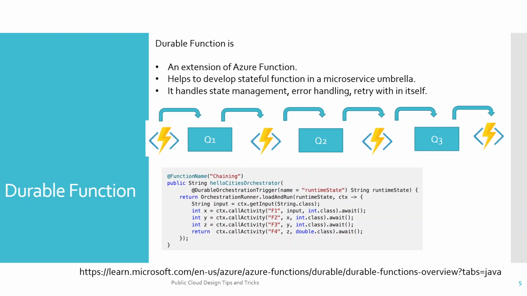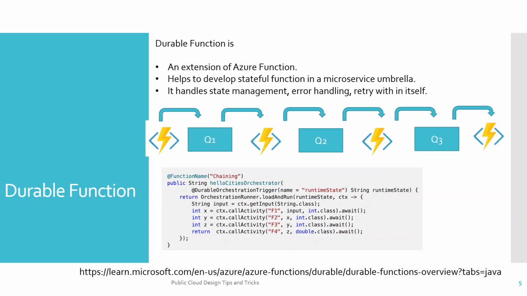So what is a durable function? Durable function is an extension of Azure Functions, and it helps to develop stateful functions in a microservice umbrella. It handles state management capability, error handling capability, and a retry mechanism within itself. So basically, durable function provides all the background capability that is required when you start writing your own code to implement the orchestrator design pattern.